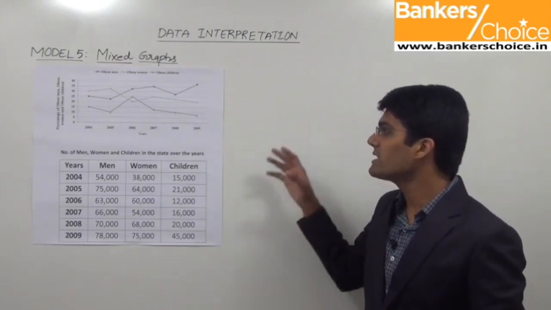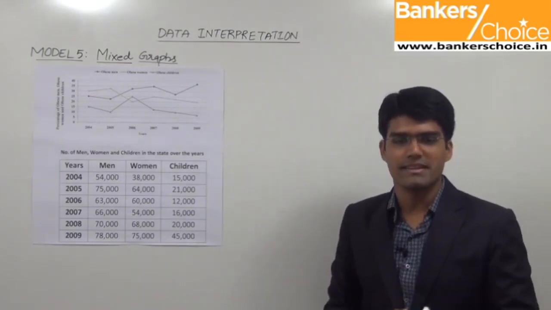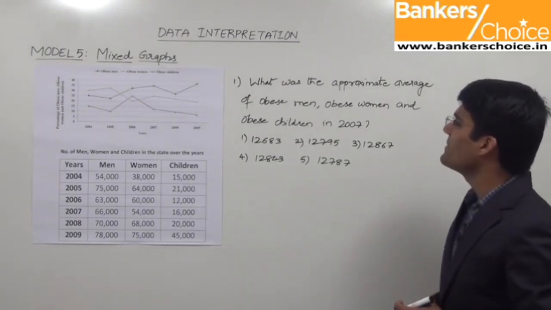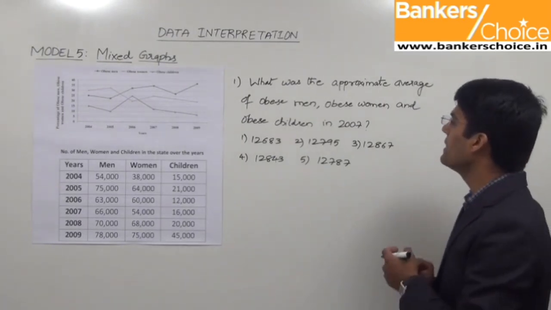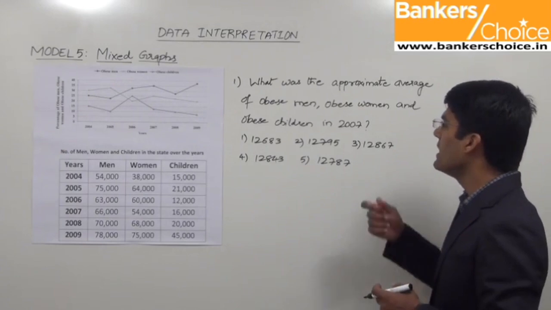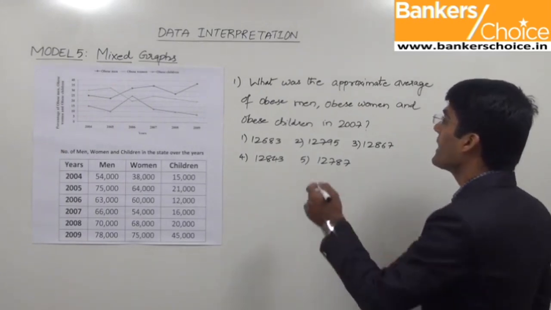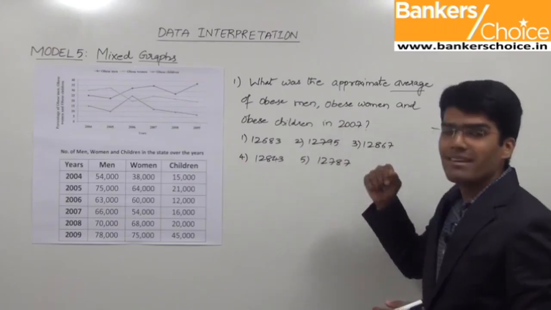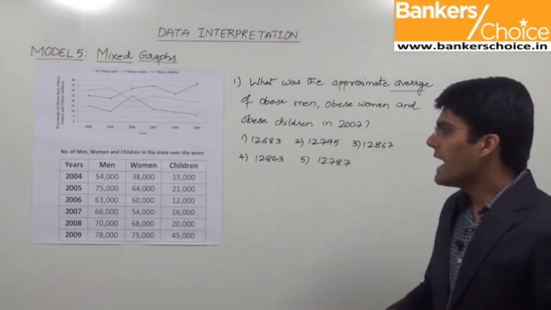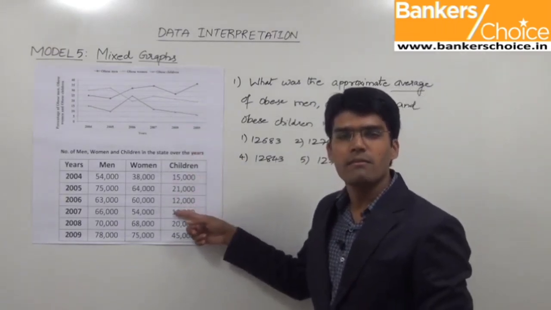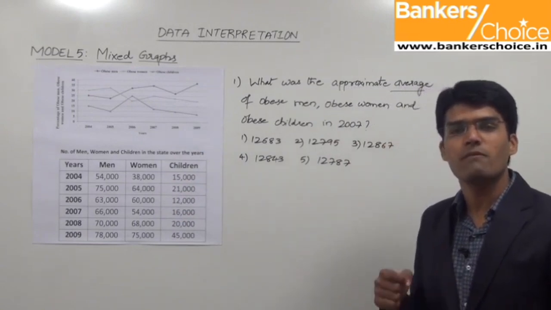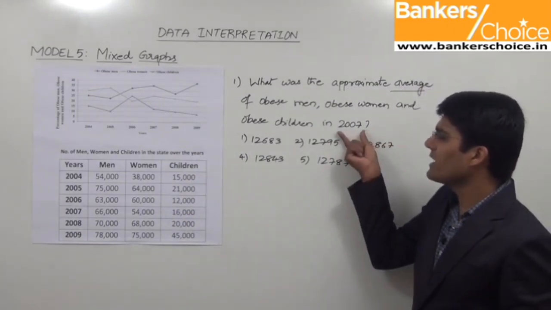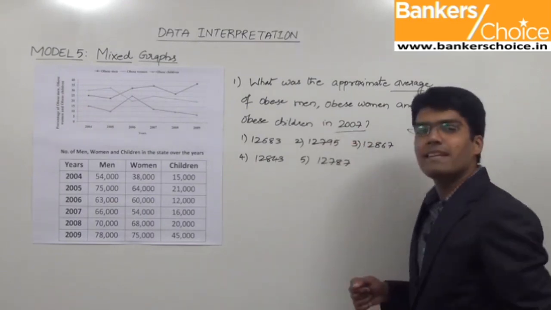Let us now take the various questions that have been asked along with this data. The first question is, what was the approximate average of obese men, obese women and obese children in 2007? So here we need to find the average of obese men, women and children in the year 2007. From the given graph and the table we can find the number of obese men, women and children for any of the given years. So let us find each of those values for the year 2007 and then take the average.